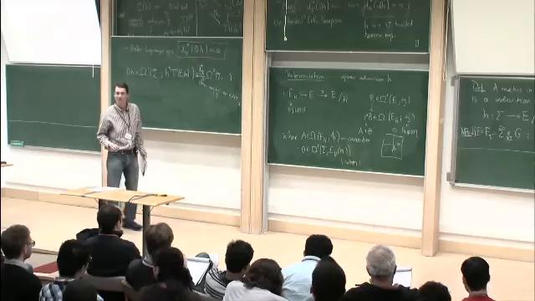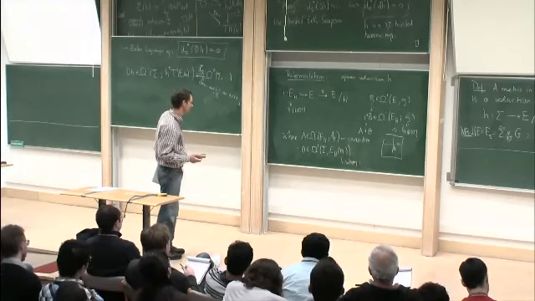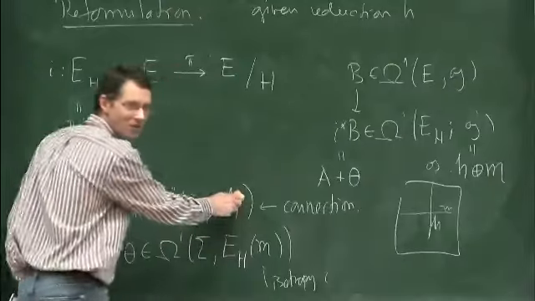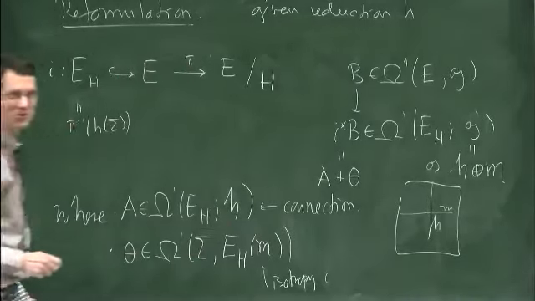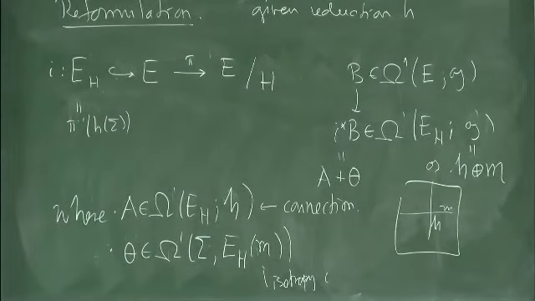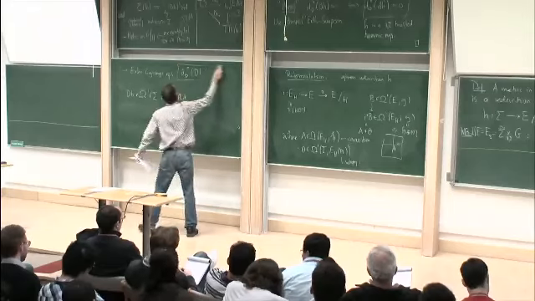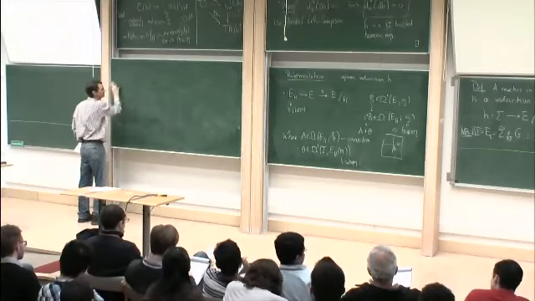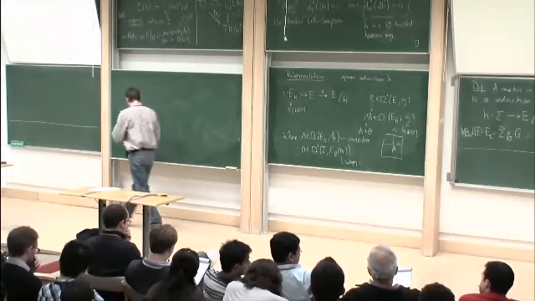Yes? The letter A is in Omega 1 of E_H, and what's that letter then? This is supposed to be some Gothic h, so this is the Lie algebra. Yeah, I apologize for my fonts. So it's the Lie algebra of the maximal compact.